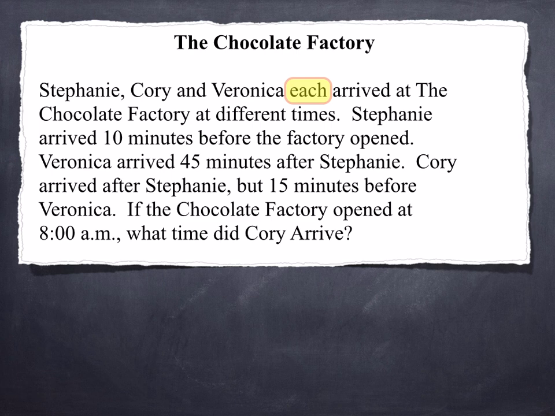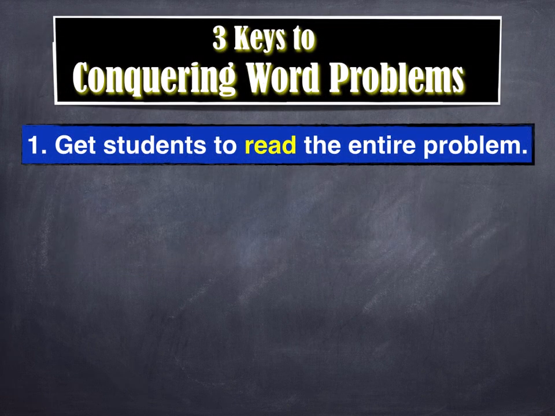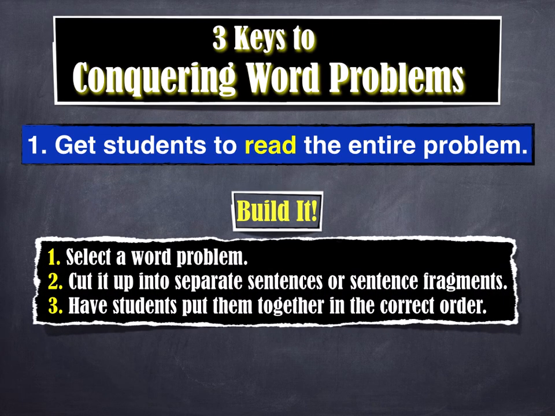But what I realized is that the first key to conquering word problems is that we've got to get students to read the entire problem. There's a great way that I love to get students to make sure they read the entire problem. And that's an activity I call Build It. Basically, what you do is you select a word problem, you cut it up into separate sentences or sentence fragments, and then you have students put them together in the correct order. It's really a fantastic, simple thing to do. You don't have to actually cut it up. You can write different sentence fragments on different parts of the board or however you want to approach it.